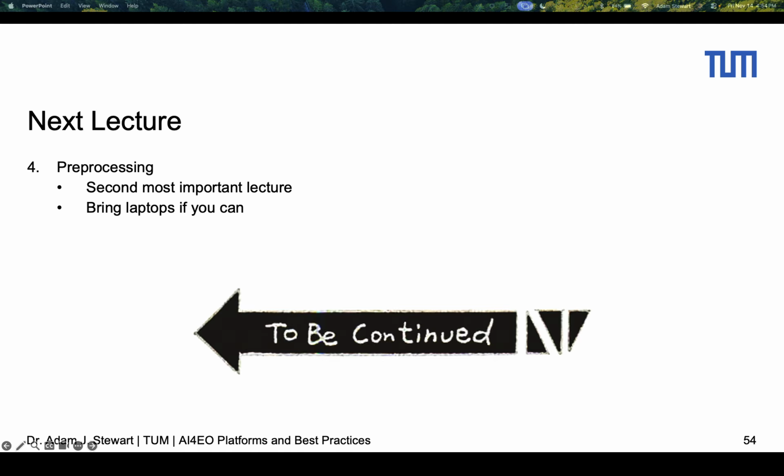Next week is the pre-processing lecture. I personally think this is the second most important lecture in the course. And the reason I say that is because as a machine learning researcher, approximately 10% of my time is doing machine learning, and 90% of my time is getting my data ready to do machine learning. So this is by far the hardest part of machine learning. It's also one that no other machine learning course teaches you because it's very domain specific. So this is an Earth observation domain course. We're going to be covering all the pre-processing you need for this.